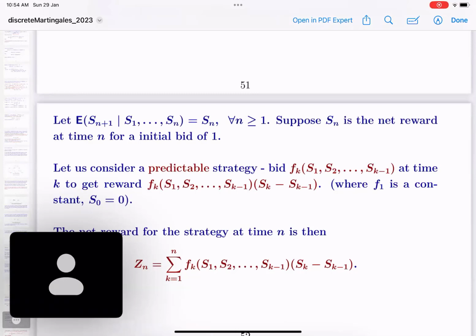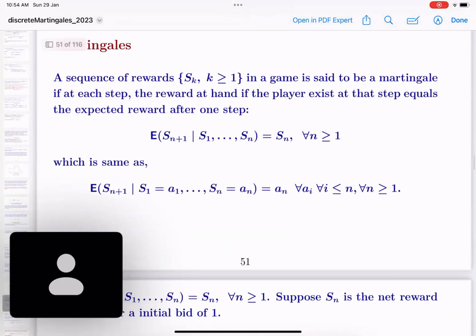Okay. And less than or equal to it is called a supermartingale, and greater than or equal to it is called a submartingale. So there are this sub and super, for every n, where the same inequality holds. If this is greater than or equal to for every n, it is a submartingale. Less than or equal to, it is a supermartingale.